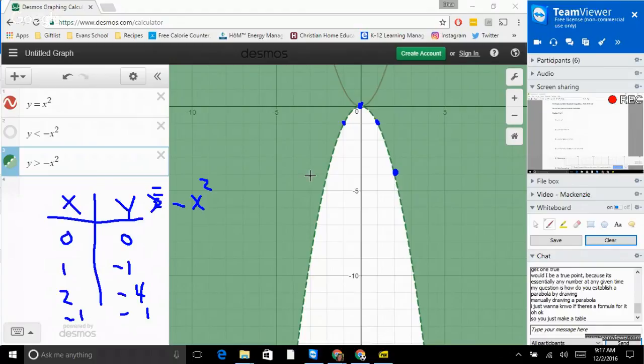So if you were doing this completely manually without any tools, first you would make this chart and find the x and y when they're equal to each other. Then you would have to figure out which side to shade in based off of your inequality.